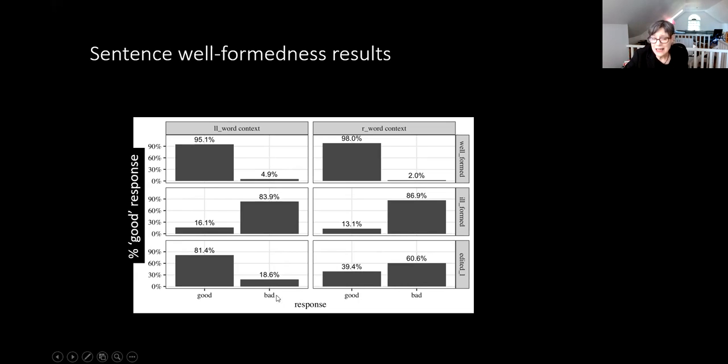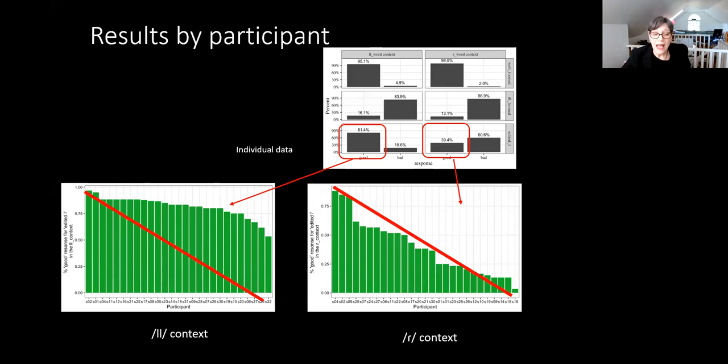And you can see again, while the tendency is not nearly as robust as when you had real words, it's in the same direction: they were much more likely to accept a short L in a context where they expected geminate L. And again, there was a lot of individual variation. So in the LL context, actually not huge amounts of variation. There is more variation in the R context.